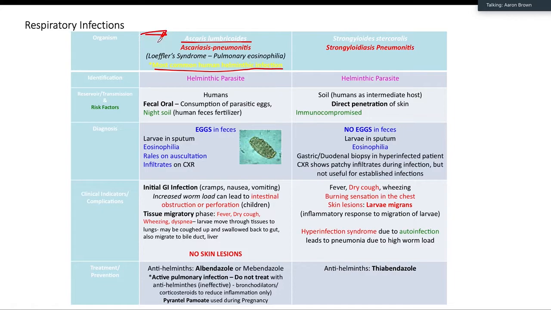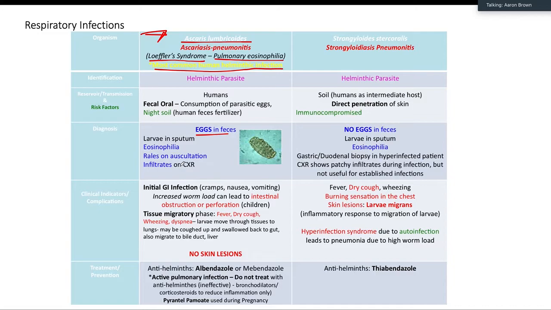And it can cause Loeffler syndrome, which is a pulmonary eosinophilia. Having a lot of eosinophils in your pulmonary system, because eosinophils are what's going to be fighting off these parasitic worms. Okay, so these eggs are going to be in the feces. We can check our patient's feces for eggs.